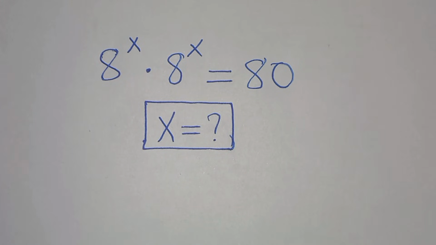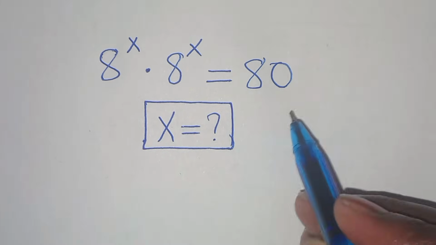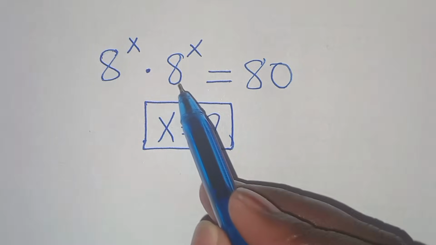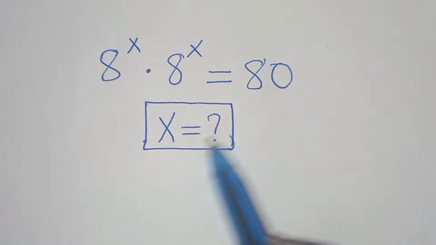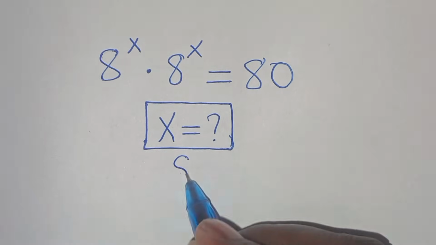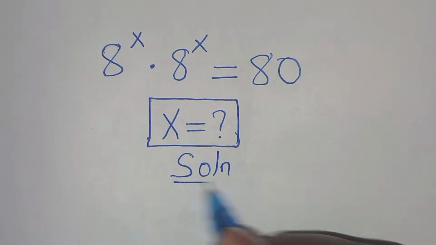Hello everyone, you're welcome to solve this nice exponential equation, which is 8 to the power of x times 8 to the power of x. This is equal to 80. So what is the value of x? Now let's provide a solution from here.